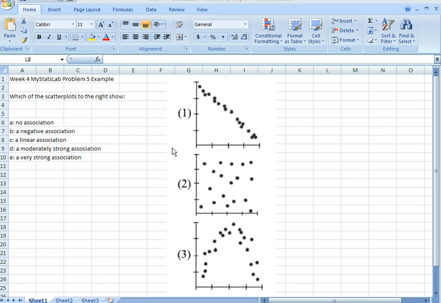Well, that's all there is to this problem. We answered that pretty quickly, didn't we? But we did learn a little bit about scatter plots and how they are formed and what they look like, whether they're strong, negative, positive, or just have no association at all.